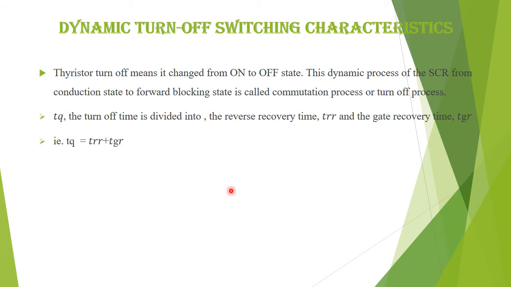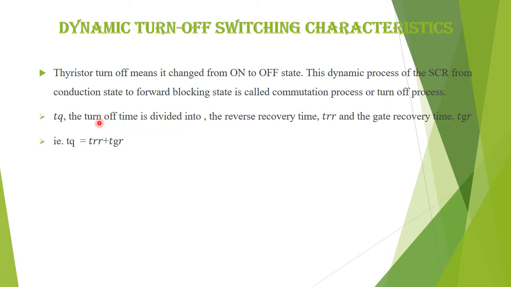In this lecture we'll discuss the dynamic turn-off switching characteristics of SCR. Turn-off means the transition from on state to off state, that is, from forward conduction state to forward blocking state. So this transition is also called the commutation process or turn-off process.